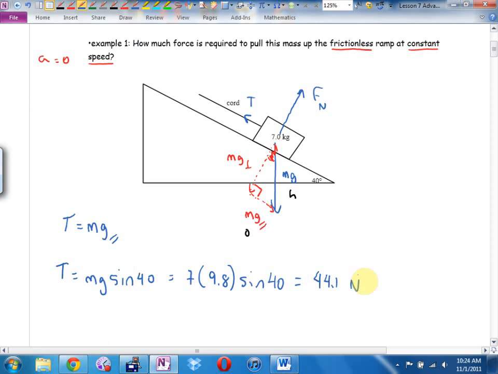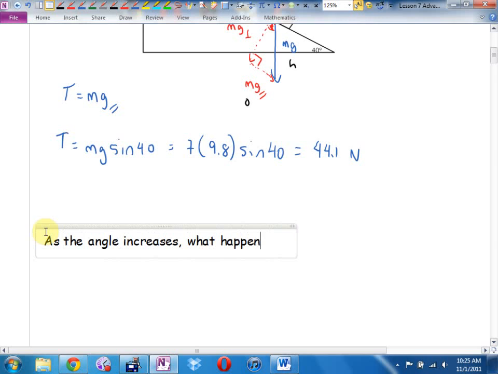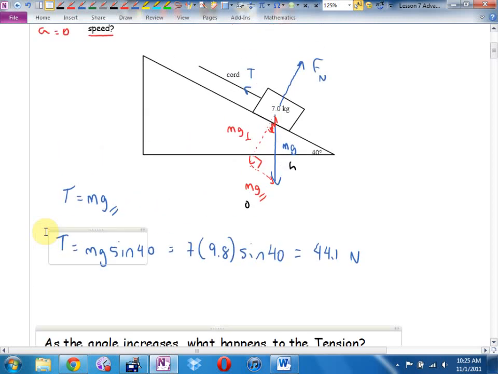So what kind of questions? Now I'm starting to think about those essay questions. Remember there was one on your last test, those using principles of physics to explain questions. So what kind of additional questions could I add to this? Well, as theta increases, as the angle increases, what happens to the tension? Is it going to get bigger, smaller, or stay the same? And convince me.